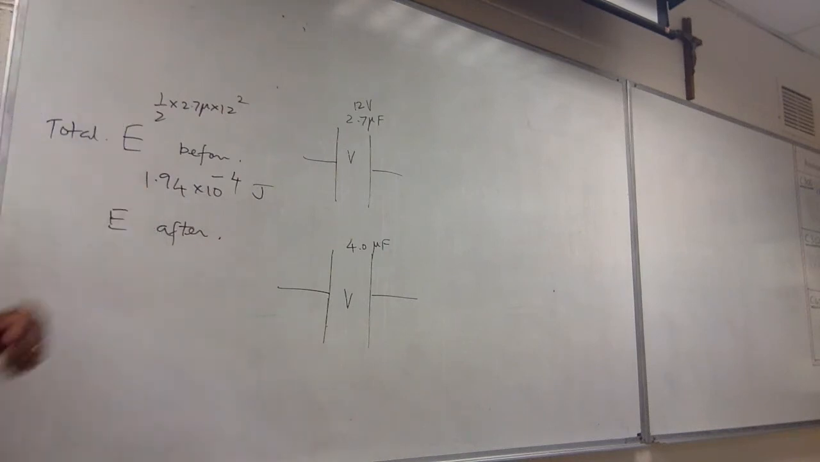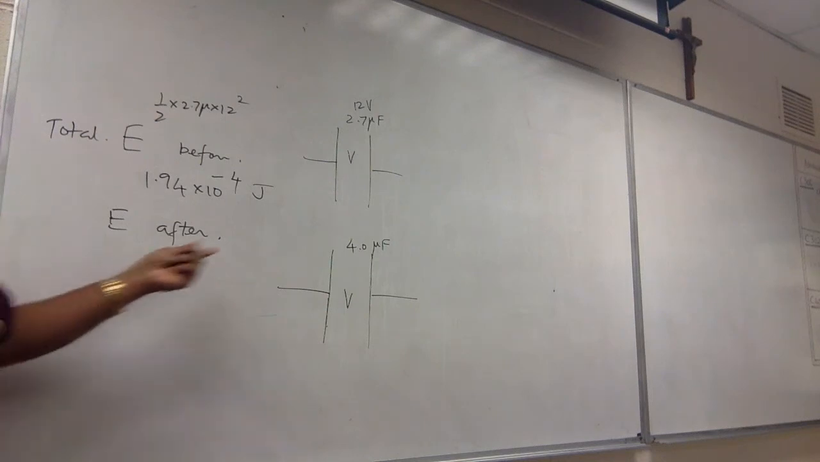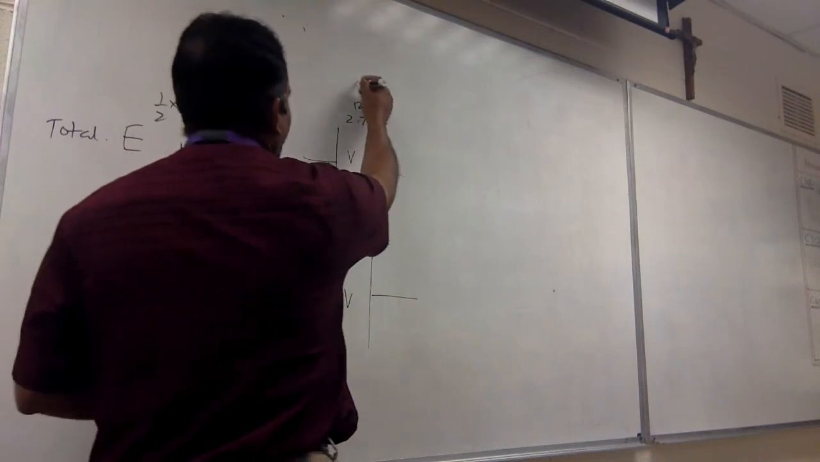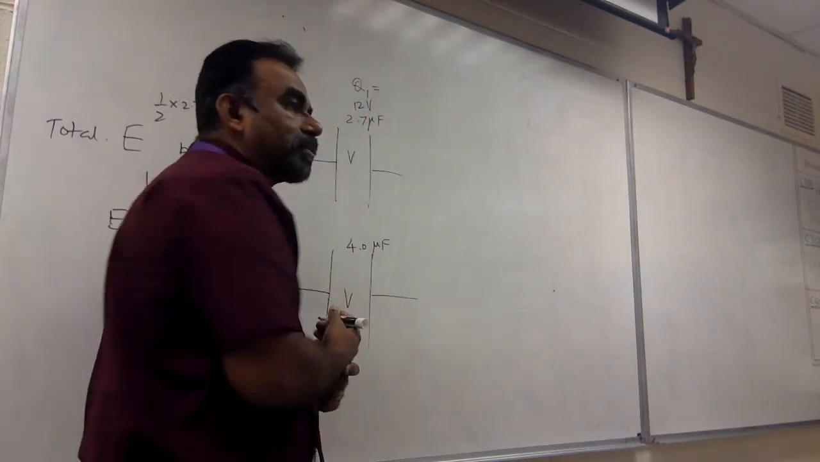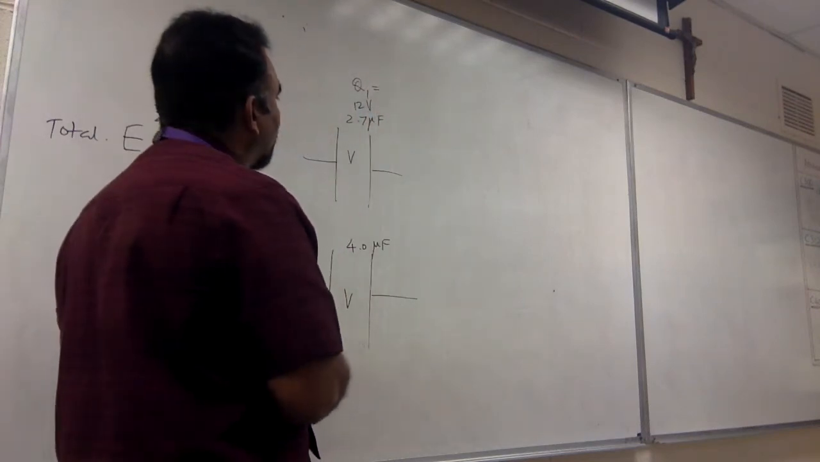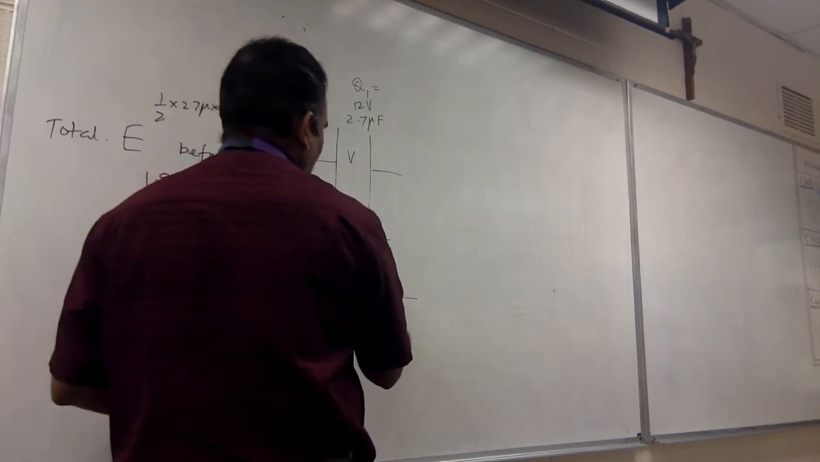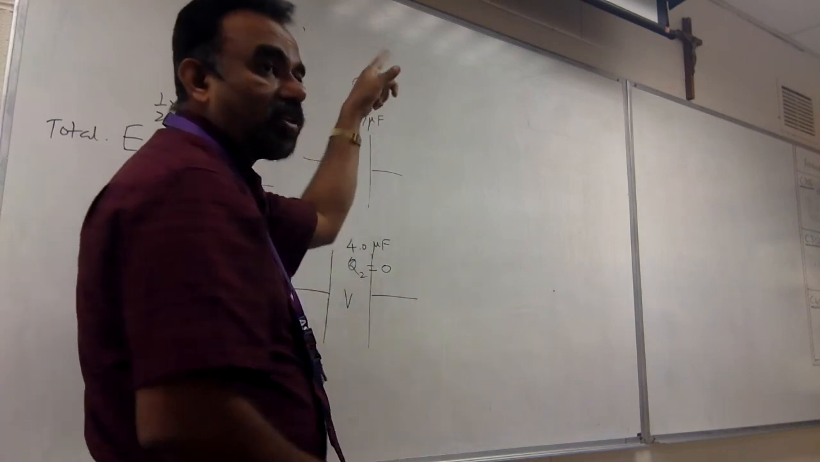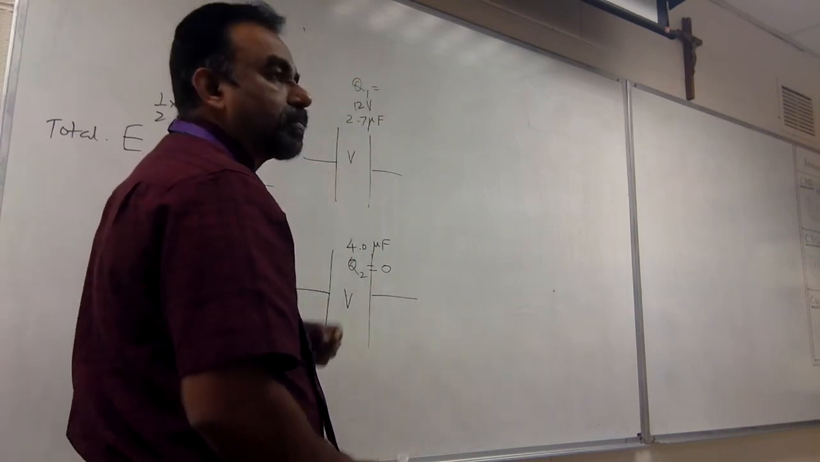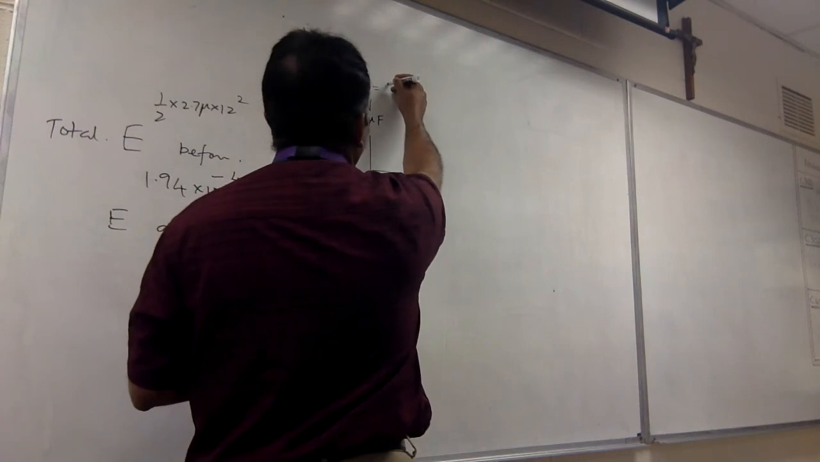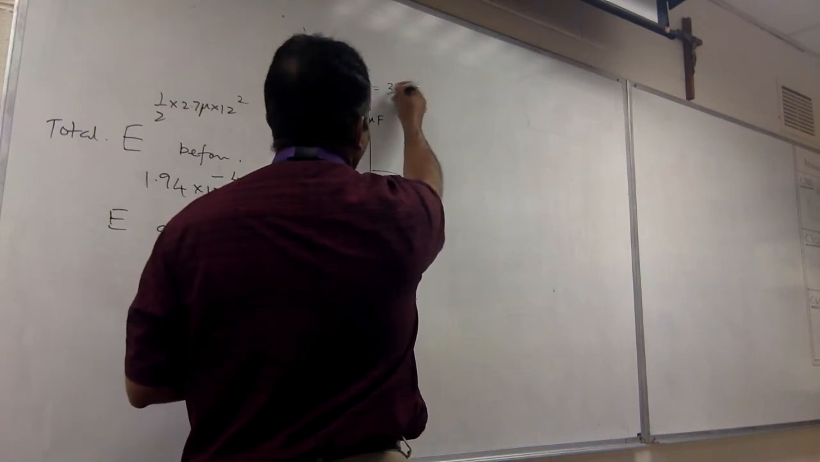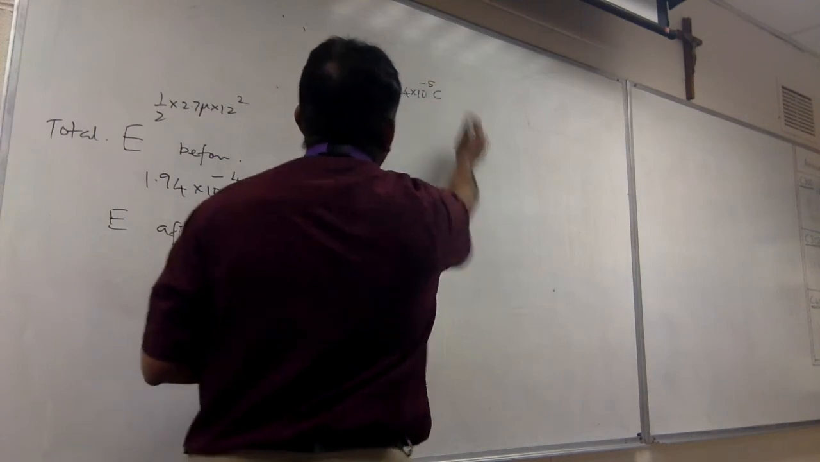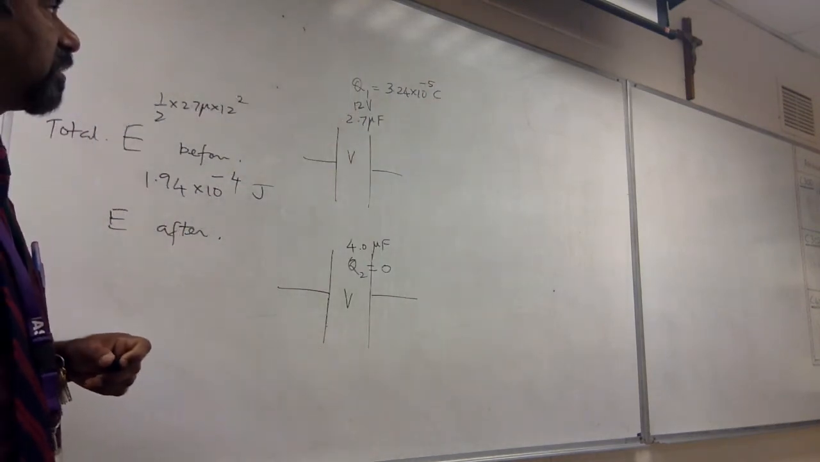Now, how do you find the energy after? You have to find the new voltage just like how we did the previous problem. So how much is the charge sitting here? Be quick. How much is charge sitting there? And how much is the charge sitting here? 0. How much is that charge sitting there? How much? 2.24 times 10 power negative. That's the charge sitting there on the top one. And the charge sitting here is 0.